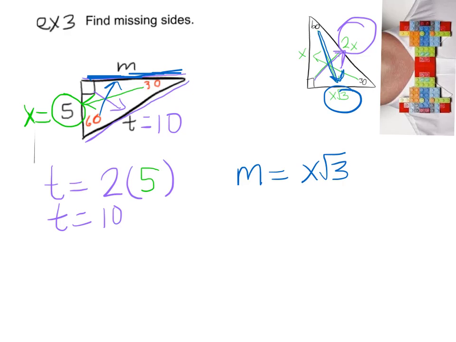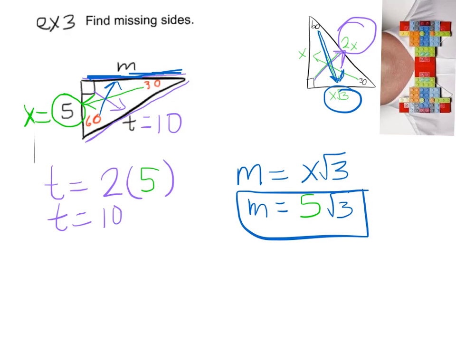If only I knew what x was. Wait, I do. X is 5. That means that my m value is 5 square root 3. So the values of my triangle are 5, 10, and our last value was 5 square root 3. Now it looks like a true 30, 60, 90 triangle.